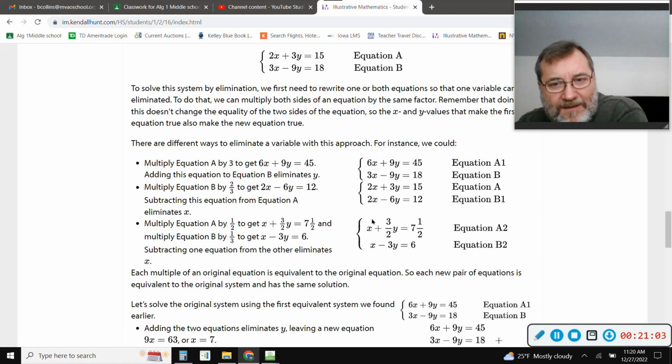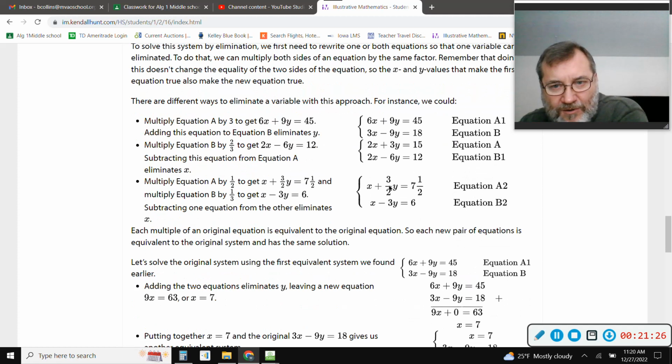And then on this last one, they go all out, and they start manipulating both top and bottom. Here they multiply the top by 1/2 and equation B by 1/3, and this is an attempt to make the x's the same. That's one way to do it. You still have equivalent fractions, but you start getting into kind of goofy fractions in this one.